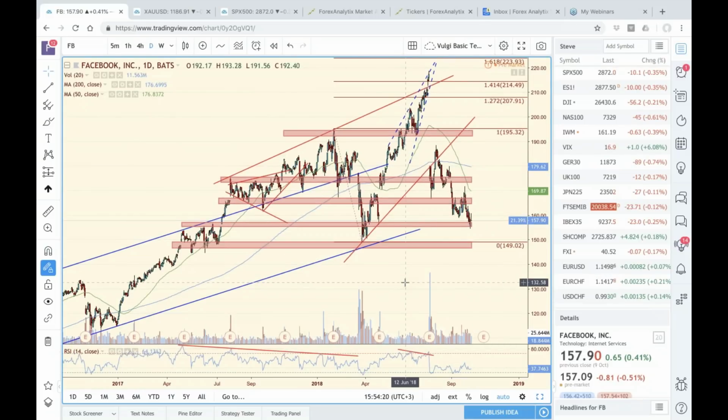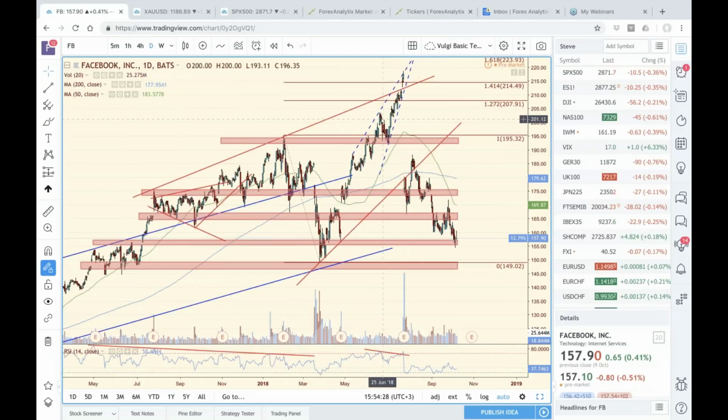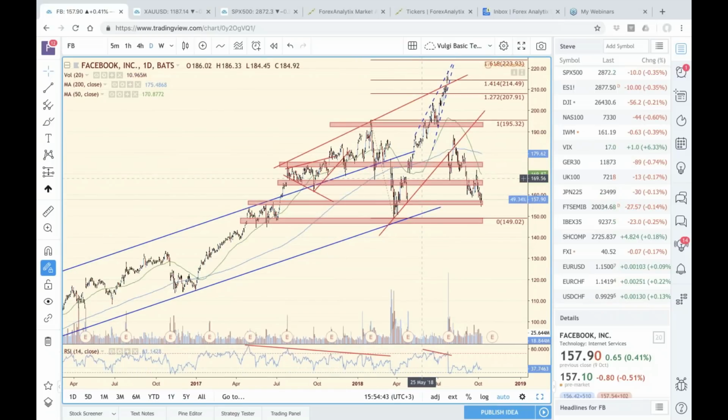Yeah, Facebook. Look at that parabolic ascending wedge, which actually broke through the other ascending wedge. And then we had that huge gap, which we didn't even come close to covering. So yeah, Facebook, from a technical perspective, is broken, right? It's completely broken, and even the RSI doesn't look healthy at all.